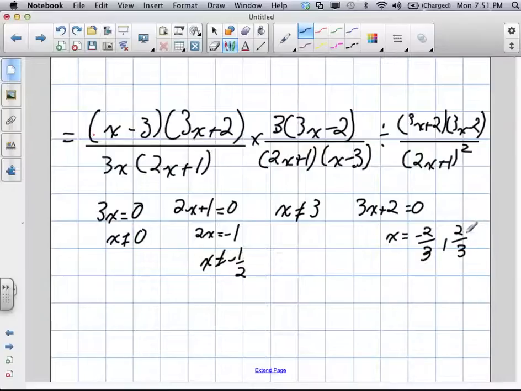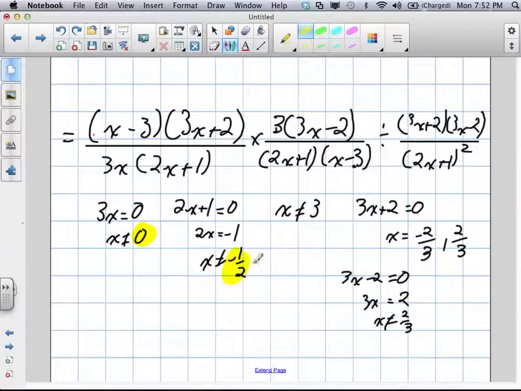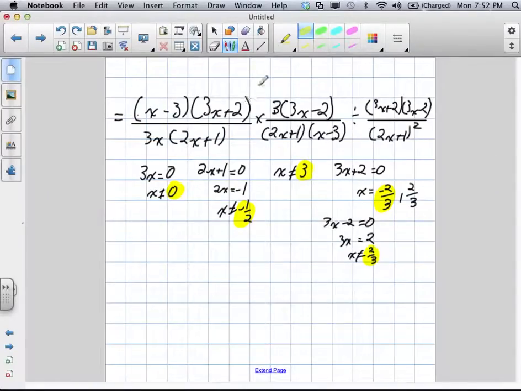Are you okay with that? Wait, what? 3x minus 2 cannot be 0. So when you move it over, 3x cannot be 2. Oh, yeah, okay. x cannot be 2 over 3. So, restrictions, highlight them: 0, negative a half, 3, negative 2 over 3, and positive 2 over 3. Those are all of our restrictions. Yes. Tons of them.